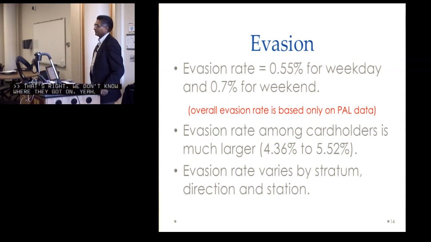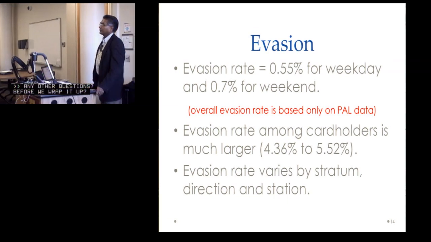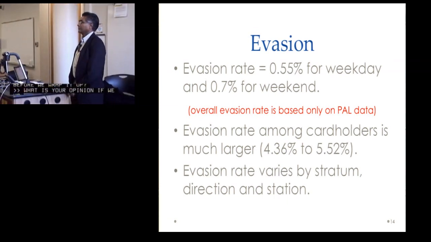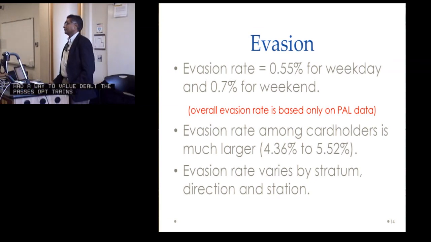Any other questions before we wrap it up? Nope. What is your opinion if we had a way to validate the passes on the trains, instead of having a validation station for a passenger who is running to catch a train and can't validate because there's a queue in front of the validation station about 150 feet away from the train? I'm just curious because that's been an irritant of mine.